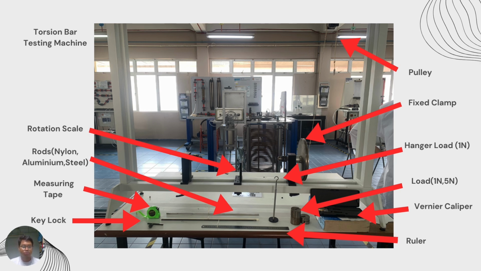The apparatus that we are going to use are rods of three types: nylon, aluminium, and steel. Then we have a measuring tape, a key lock, a ruler, and a vernier caliper. The load varies from 1 Newton to 5 Newton, with a hanger load that counts as 1 Newton.